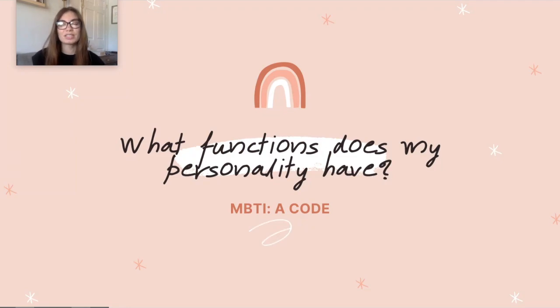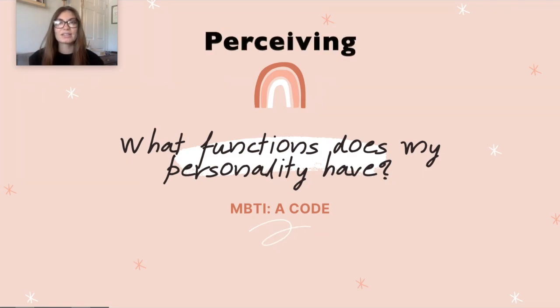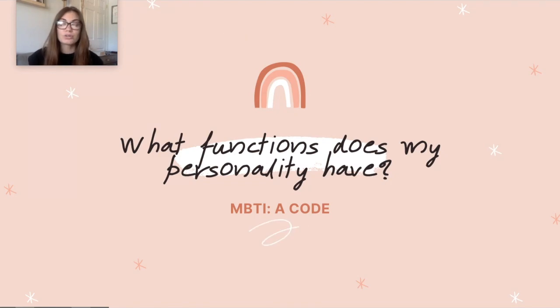So you may have noticed in the last video, we had ways to take in information, so intuition and sensing. And you might realize that's the second letter in your Myers-Briggs code. And then we have ways to make decisions, to make judgments, and that's with thinking or feeling. And that's the third letter in your Myers-Briggs code. And then they were also introverted and extroverted, so you can see where the I comes into play.